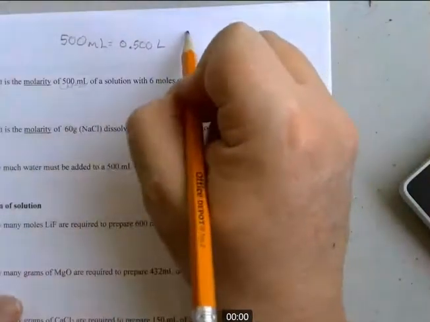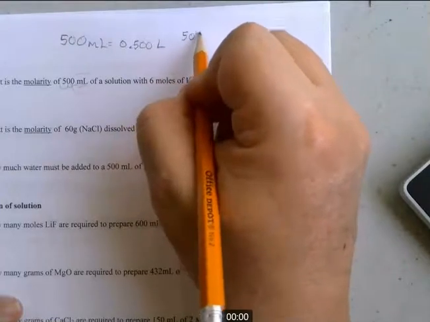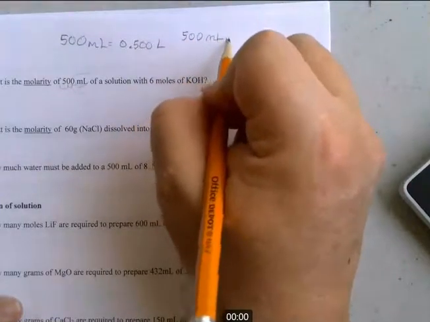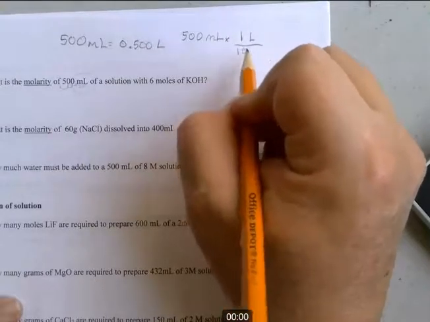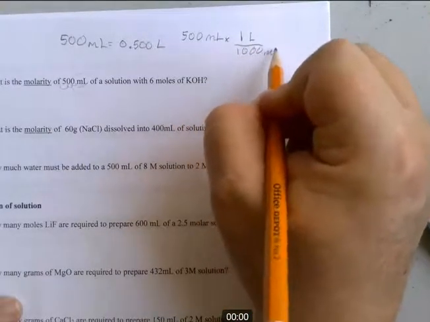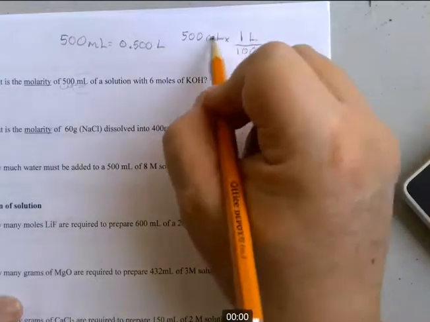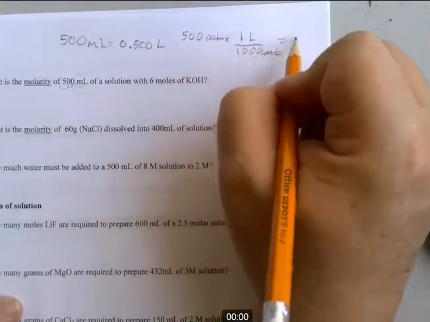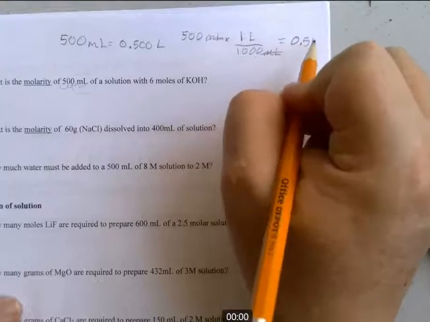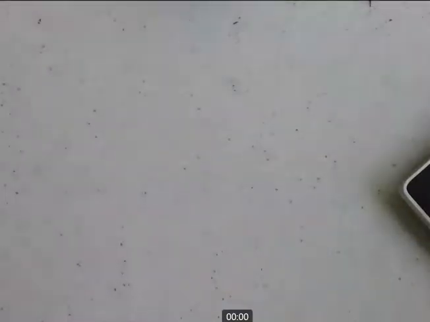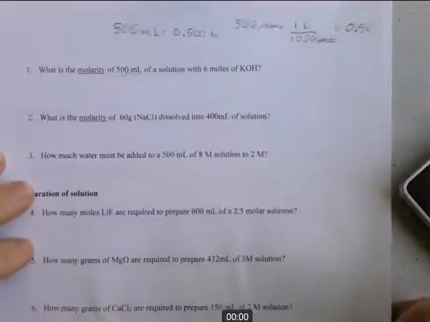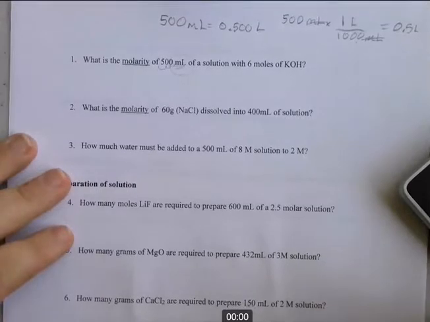If I wanted to do it mathematically, it would look like this. 500 milliliters times 1 liter for every 1,000 milliliters. So milliliters cancels, and you have 500 times 1 divided by 1,000 equals 0.5 liters, okay? But you should learn this decimal adjustment real quick so you're not wasting time. You should always in solutions convert to liters, okay? So we'll do that as part of this problem.